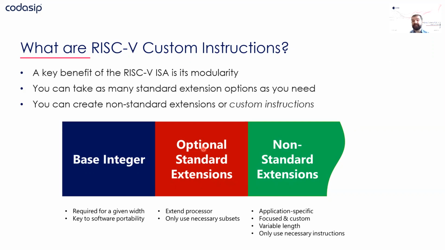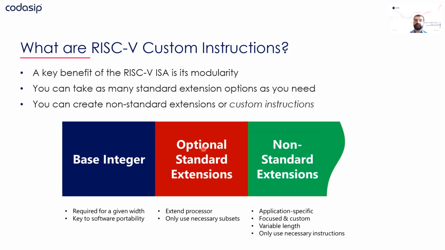But it may happen that you actually need something more than that. You would like to add some key differentiation point, meaning that you need a couple of instructions that help you with the code size or maybe help you with the power/performance. There are many reasons that we can think of why you can go into non-standard extensions.